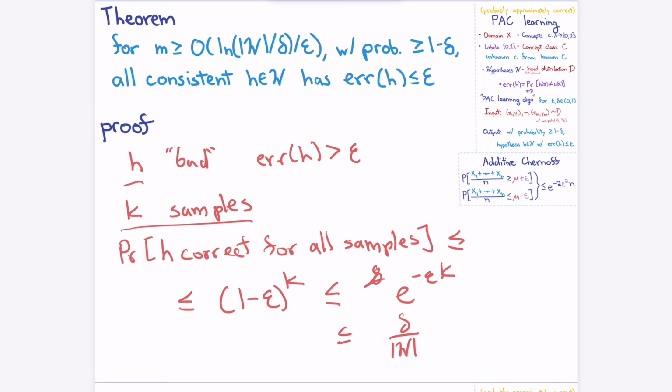Because H is bad if its true error is at least epsilon. So this is like a 50% student, it gets 50% of questions right or something. I want to make sure it gets something wrong.